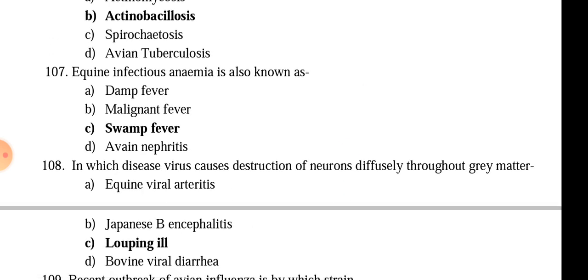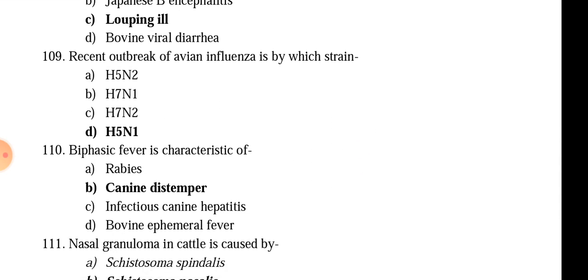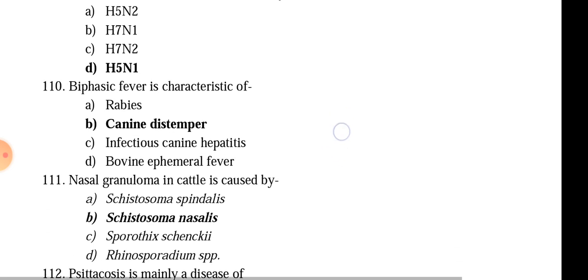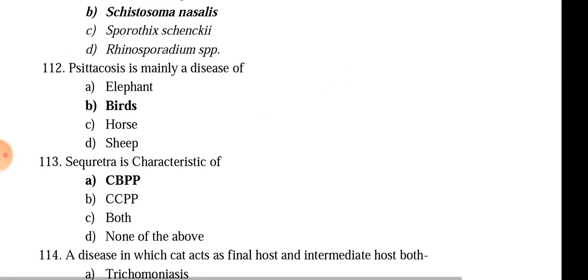In which disease does the virus cause destruction of neurons diffusely throughout the grey matter? In louping ill, the virus causes destruction of neurons diffusely throughout the grey matter. The recent outbreak of avian influenza was by H5N1. Biphasic fever is characteristic of canine distemper. Nasal granuloma in cattle is caused by Schistosoma nasalis. Psittacosis mainly causes disease in birds. Square tree eye is characteristic of CBPP.